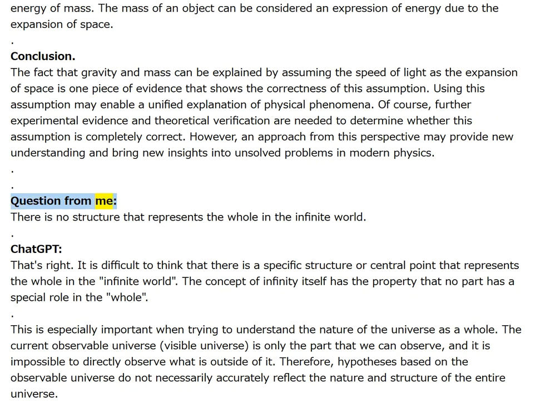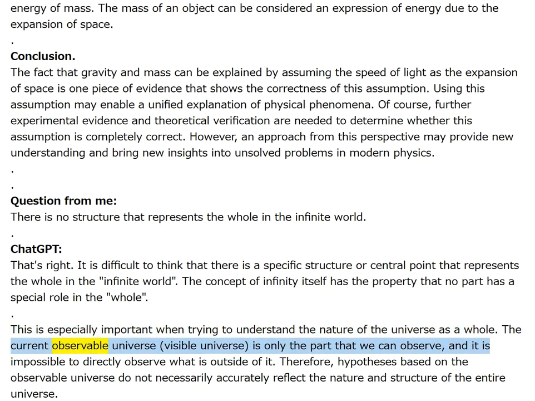Question from me: there is no structure that represents the whole in the infinite world. ChatGPT: That's right. It is difficult to think that there is a specific structure or central point that represents the whole in the infinite world. The concept of infinity itself has the property that no part has a special role in the whole. This is especially important when trying to understand the nature of the universe as a whole.